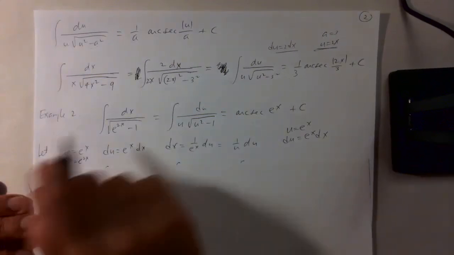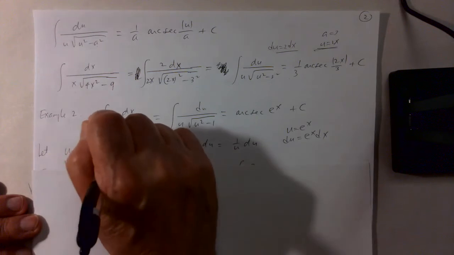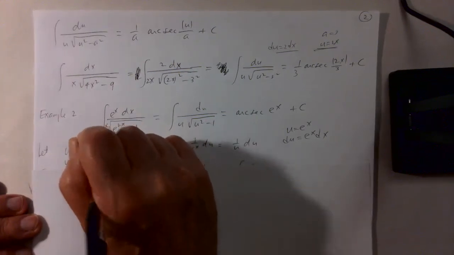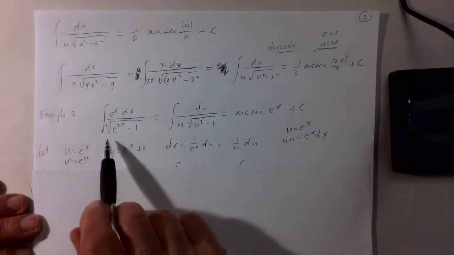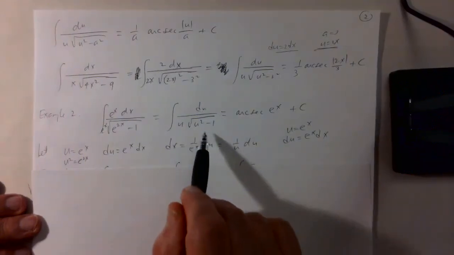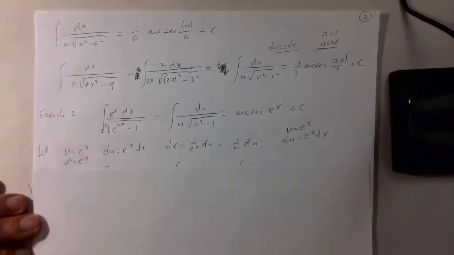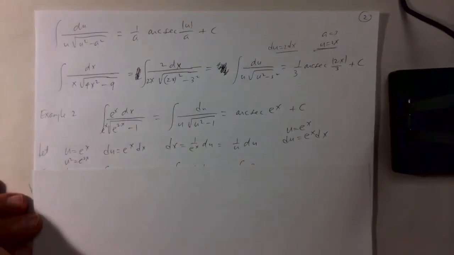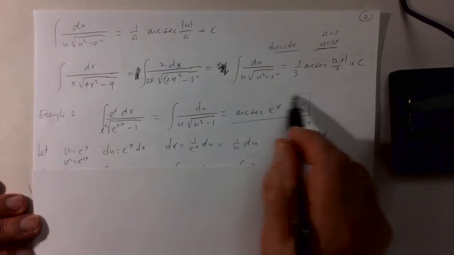So, but I don't have an e to the x dx, I just have e to the x. But if I multiply and divide by e to the x, I haven't changed anything. Now when I substitute u equal e to the x, this is du over u times the square root of u squared minus 1. That's exactly my arcsecant formula. You get arcsecant of e to the x. You don't need the absolute value sign because e to the x is always positive, plus c.